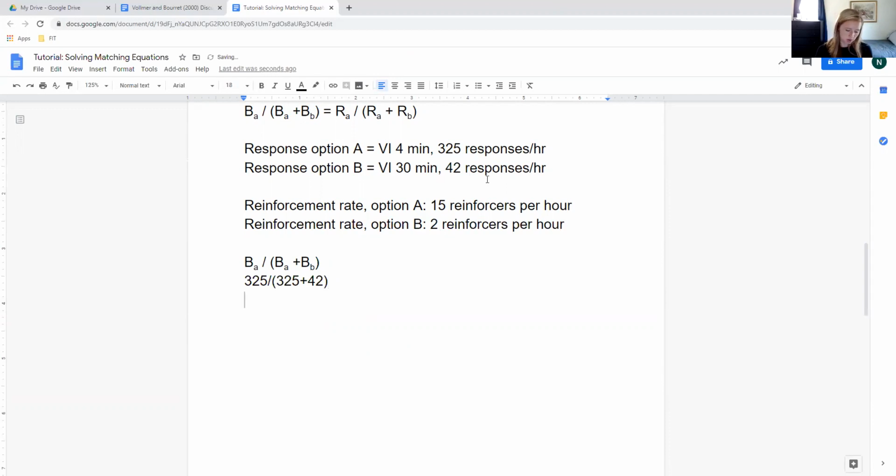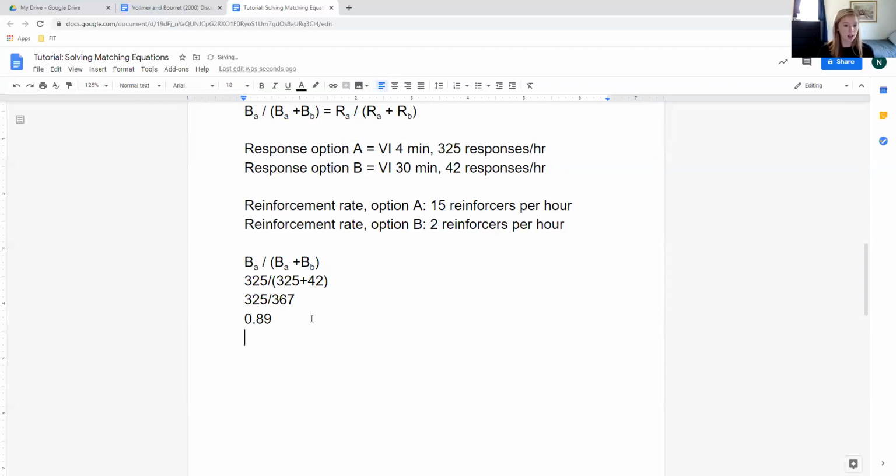Our next step is to complete what's in the parentheses. So 325 plus 42 is 367. And then lastly, we're going to actually do that division. 325 divided by 367 is 0.885, so 0.89 once we round. So a large proportion of responding is being allocated to response option A.